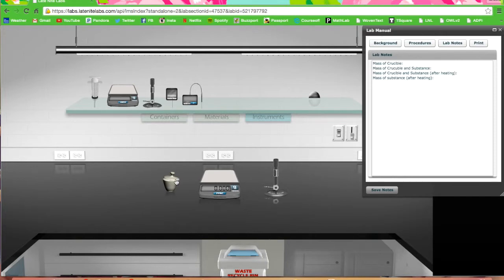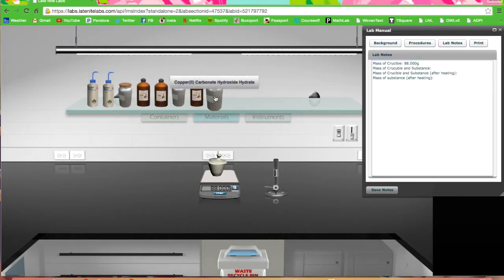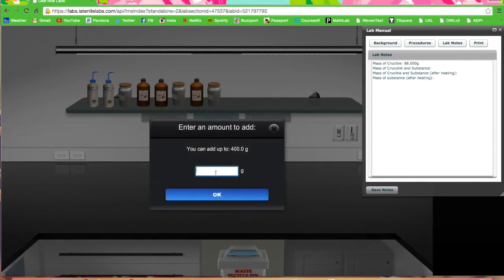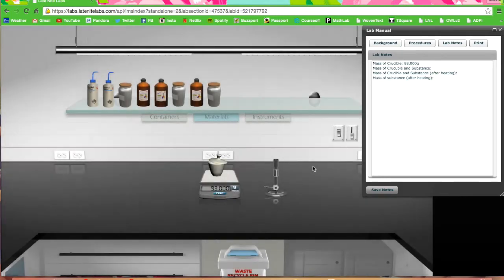To begin, we start by measuring the mass of the crucible by itself, which turns out to be 88 grams. Next, we add 5 grams of copper-2 carbonate hydroxide hydrate and remeasure our mass. This turns out to be 93 grams. We will record both of these masses in our data table.